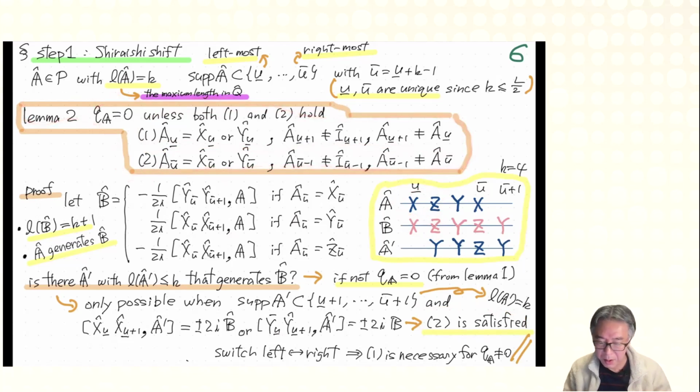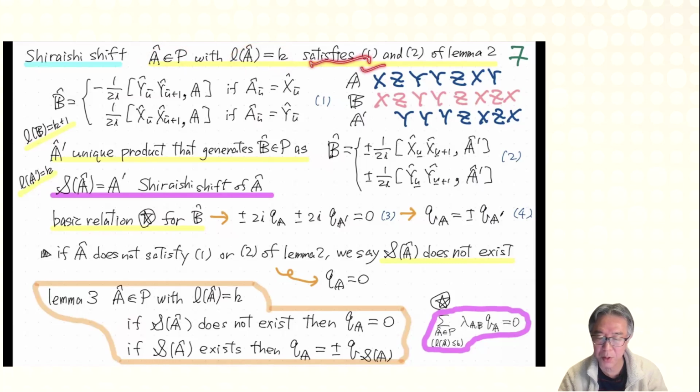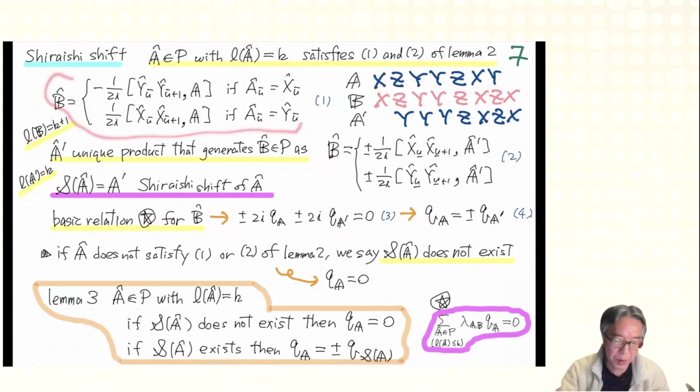And now, actually, we have already seen the Shiraishi shift. This is shifted to this. This is actually the Shiraishi shift. So let me discuss this in more general. Again, I take a product B with length k and assume that it satisfies conditions 1 and 2 of this lemma. So this is an example. It satisfies both the conditions. And then I do the same thing. I first of all consider a new product B with length k plus 1 by taking commutation relations like this.